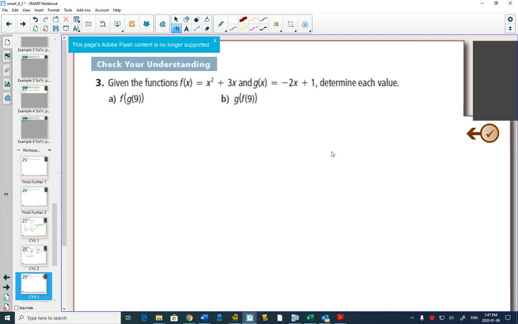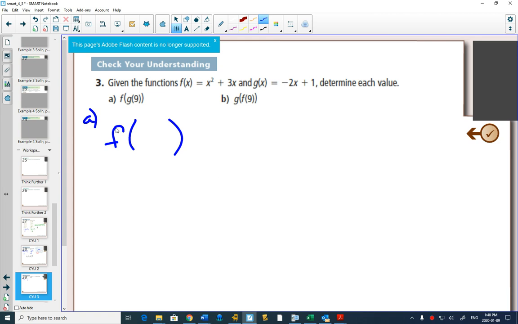In A, we want to find f of g of 9. So that means we're going to plug 9 into g of x and figure out what the y value is. As we go on further and further, sometimes we have to do a little bit more math. In this case, in A, we have to figure out g of 9.